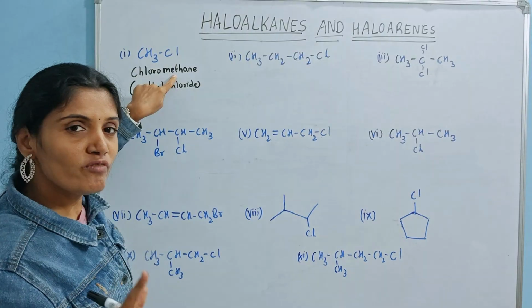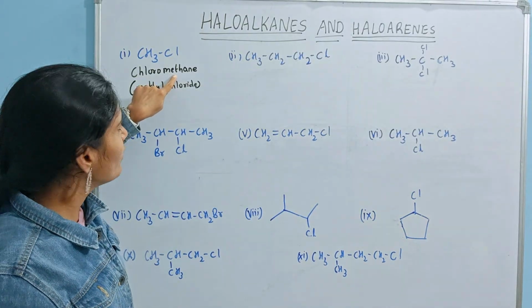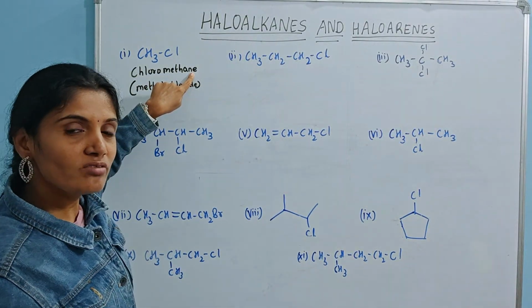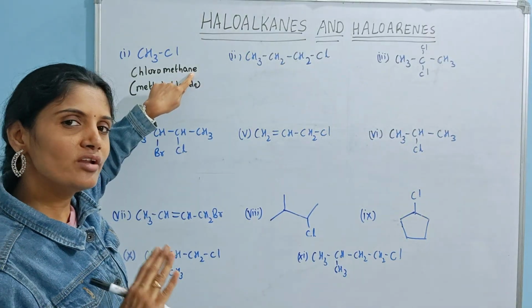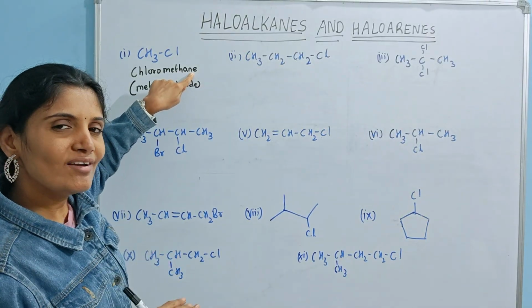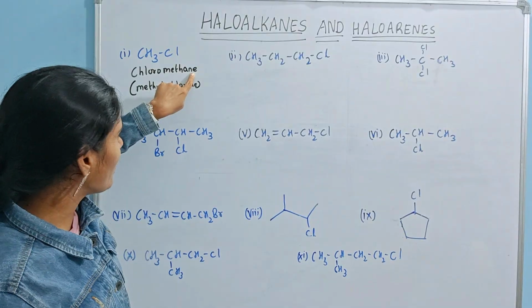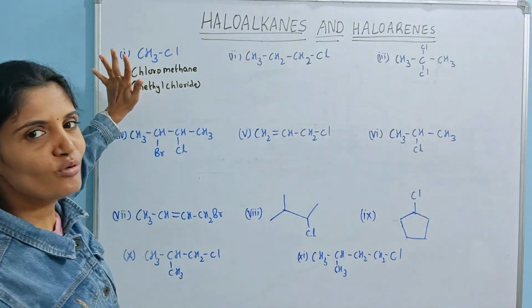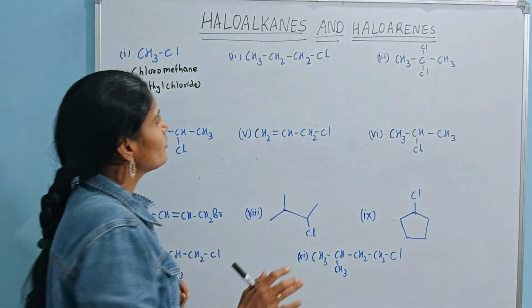Primary prefix is not needed because it is not a cyclic compound. Then comes my word root, which is meth, which indicates the number of carbon atoms. Then comes my primary suffix, which tells about the unsaturation. It doesn't have any unsaturation, so I am not writing ene or yne. I don't have any functional group as such, so this is my naming. Now come to the second compound.